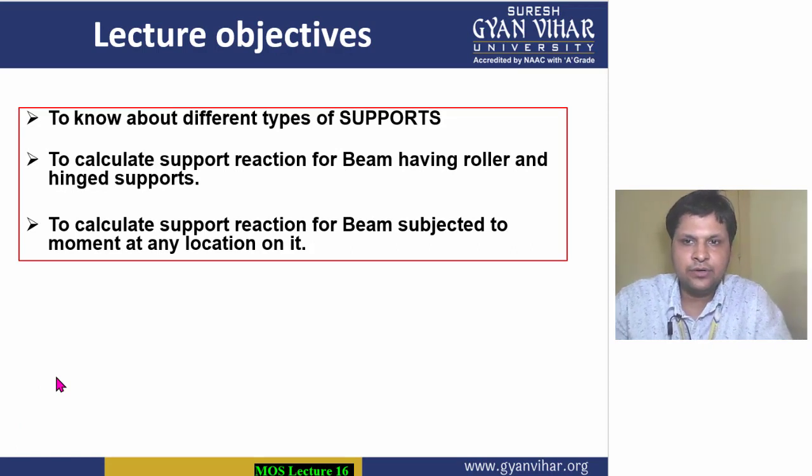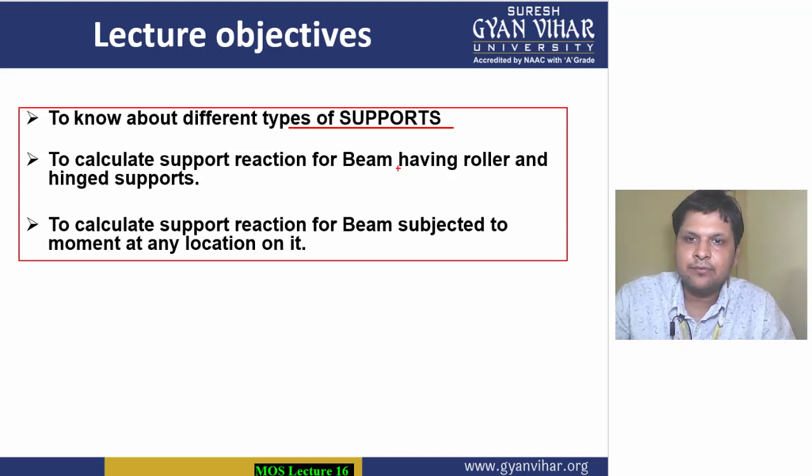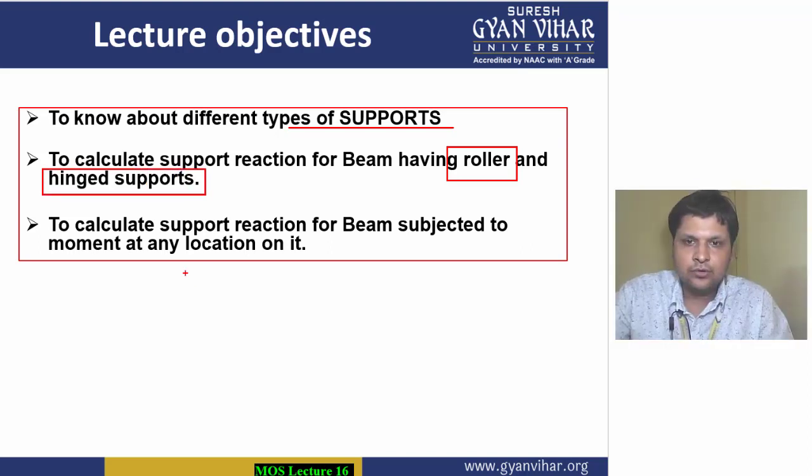So basically we are going to calculate first of all support reactions, and that too for different types of support. Different types of support means one is the roller support, which we are going to discuss today. We are going to calculate the support reactions when the beam is supported with the roller support, and we are also going to find the support reaction when there is hinge support to the beam. All right.